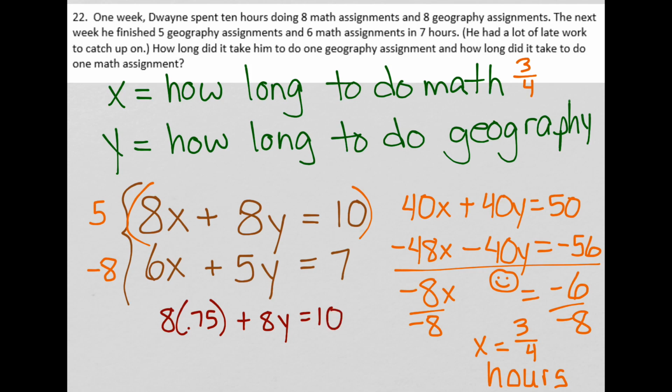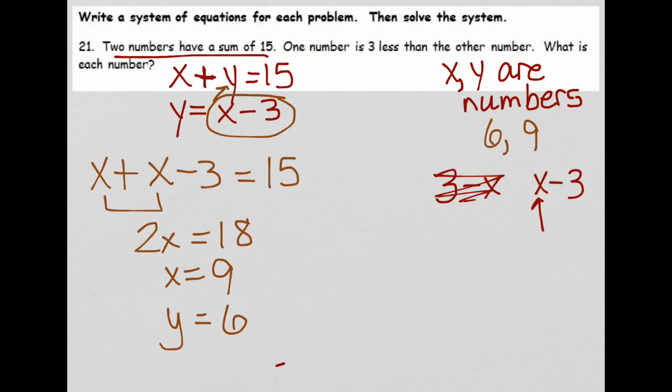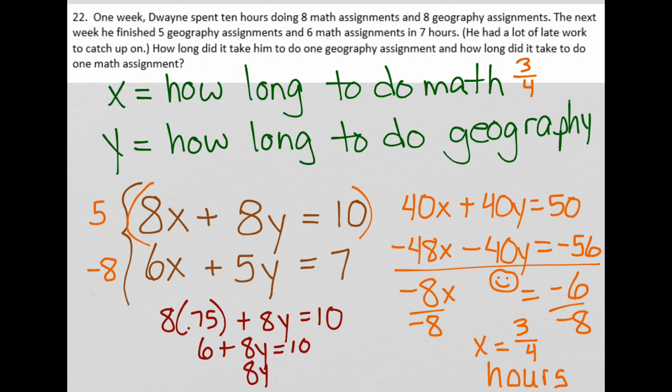And so 8 times 0.75, that's 6. So 6 plus 8y equals 10. Subtract 6 from both sides, and we get that 8y equals, oh my gosh, what just happened? Oh, I went backwards. Okay, I got to write this somewhere else. 8y equals 4. Divide both sides by 8. No, it doesn't take 2 hours to do a geography assignment. It takes half an hour. Divide both sides by 8, 4/8.